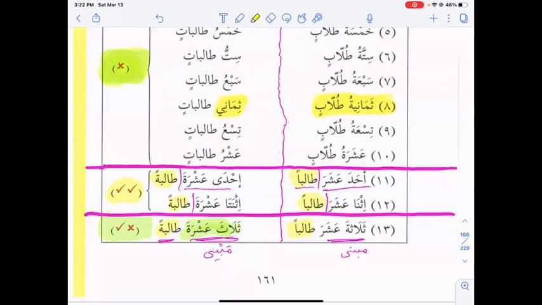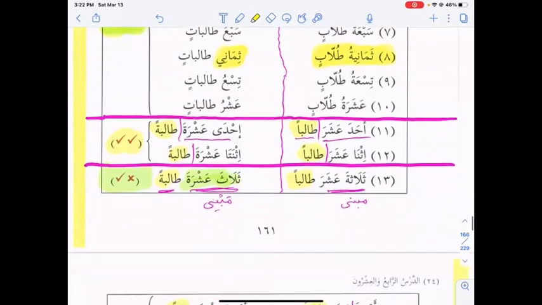So we have here samaniyatu and samani. Samani, see, it's different from the rest. Just think about it, write it down separately and memorize it. Inshallah, you should be all right.